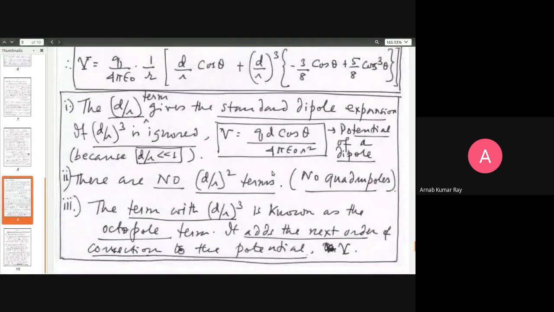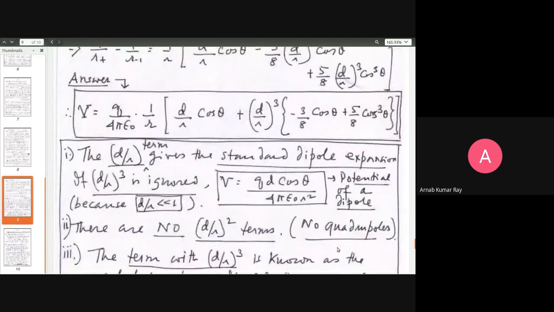And now let us see. The d by r terms give the standard dipole expansion, right? That is the formula of a dipole you have worked with. There are no quadrupoles. So dipole, quadrupole, and then the cubic order: 2 raised to 3 is 8, so that's why this is called the octopole term, octo as in 8. The d by r cube term adds the next order of correction to the potential V.